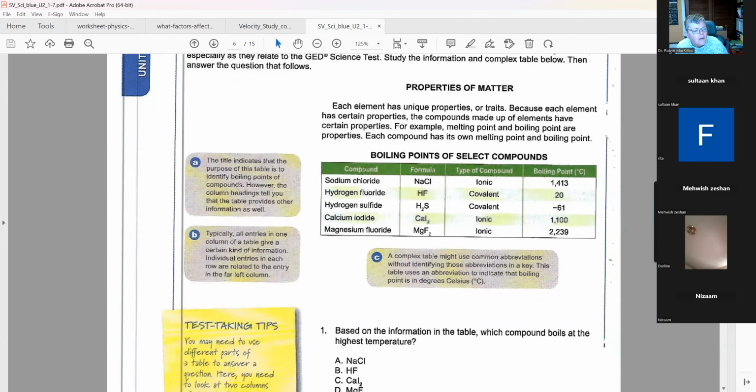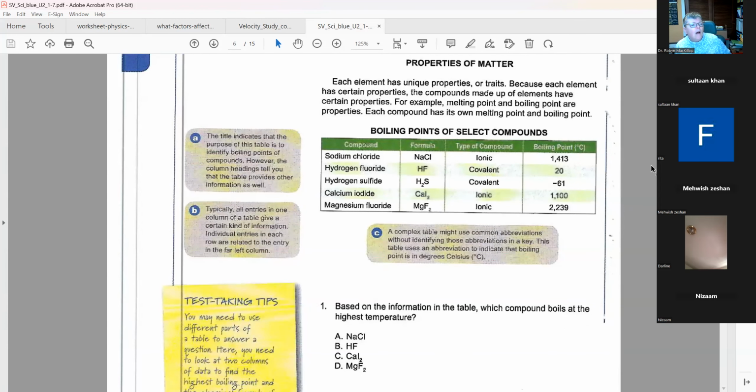Let's see, can I get the whole thing on here, please? All right, again, we're not going to read unless we have to. Based on the information in the table, which compound boils at the highest temperature? So you're going to look for boiling in the table right here. Which one? The number 5. This magnesium fluoride. And that'll be D. And I really, seriously hope you get a bunch of these, because these you can whip out really quickly.